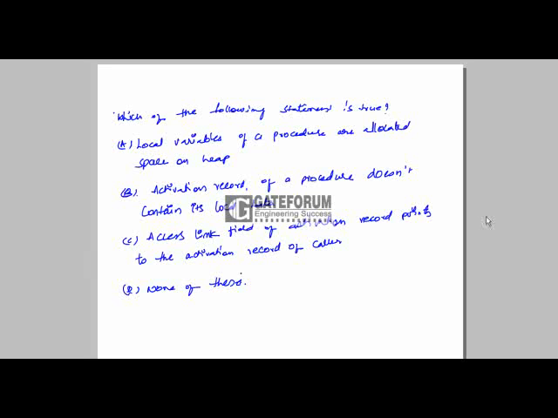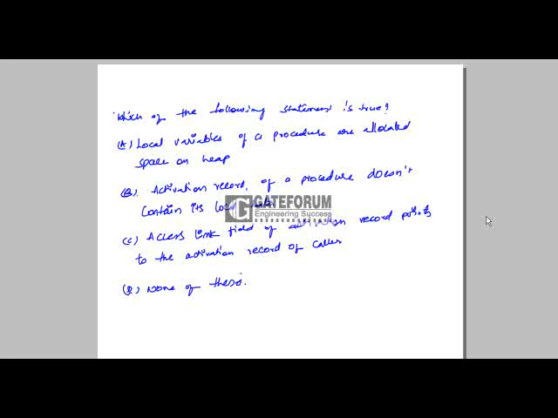Which of the following statements is true? Option A, local variables of a procedure are allocated space on heap. Option B, activation record of a procedure doesn't contain its local data. Option C, access link field of activation record points to the activation record of the caller. Option D, none of these.